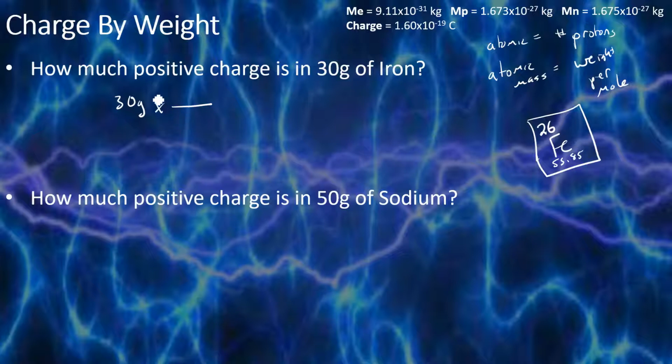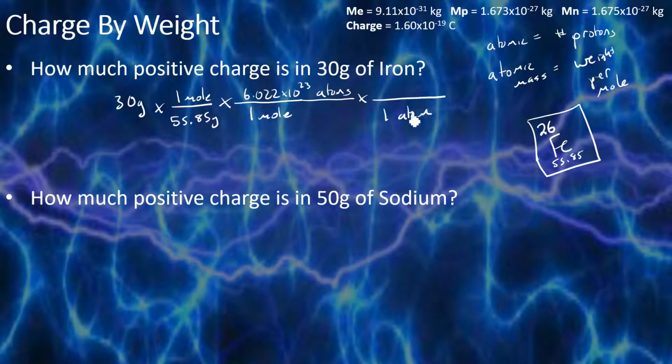The atomic mass is 55.85. Okay, so that means for every 55.85 grams, I'm going to have a mole, 1 mole. And for every 1 mole, I'm going to have 6.022 times 10 to the 23rd atoms. And for every atom, I'm going to have, well, let's see here, 26 protons. And for every proton, 1 proton, I'm going to have 1.6 times 10 to the negative 19th coulombs of charge. So we had to first switch the grams into moles, then the moles into atoms, the atoms into protons, the protons into charge. So it was a big, long, nasty thing.